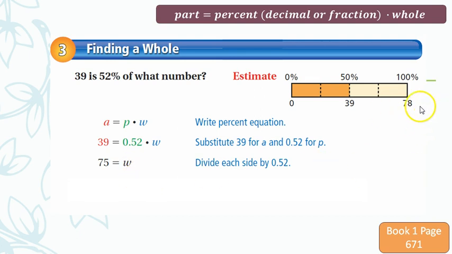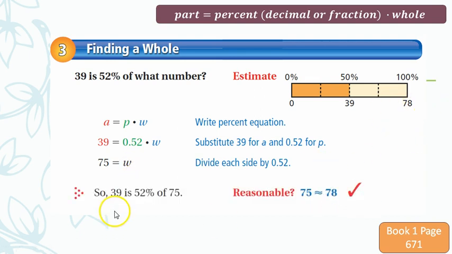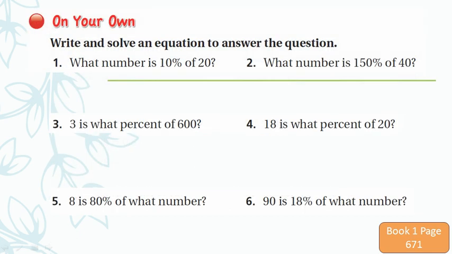This is actually close to our estimate of 78. So 39 is 52% of 75. And our estimate and answers are reasonably close. Now it's your turn. Write and solve an equation to answer the question. Remember to always start off by writing the percent equation before you start to substitute the values in. That's A equals P times W.